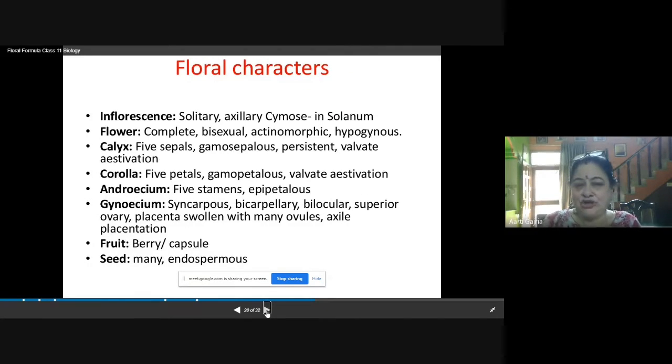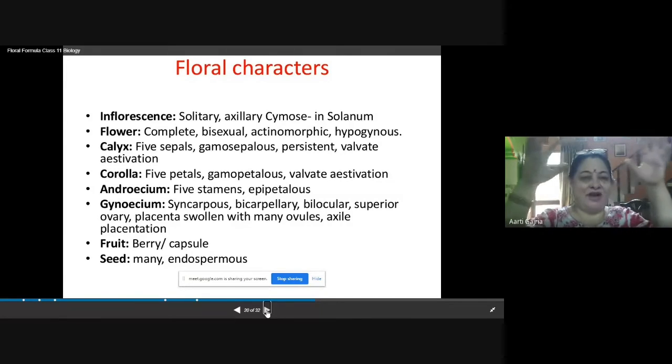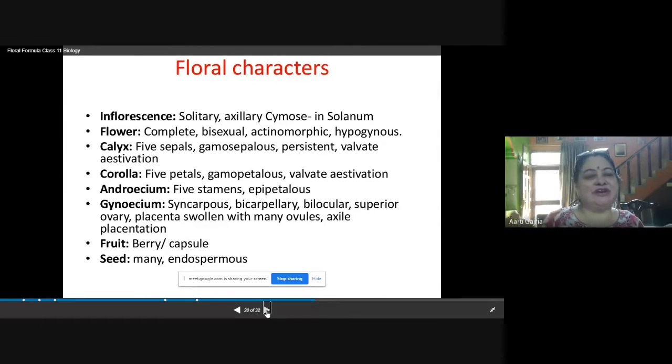Inflorescence is solitary, axillary cymose. So inflorescence is of cymose type. What is cymose type? It terminates. The flower is there at the terminal point, and then the other buds will come down. The basipetal pattern is followed.